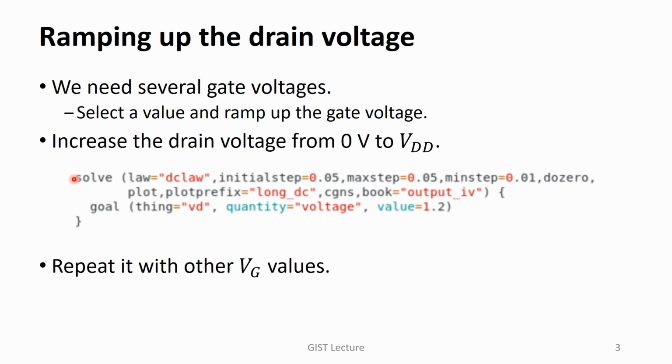We need several gate voltages. First, select a value and ramp up the gate voltage. Then, increase the drain voltage from 0 to VDD. A curve is obtained, but it is only for selected gate voltage. We must repeat this procedure with other gate voltages.